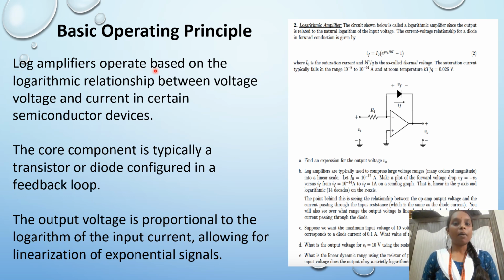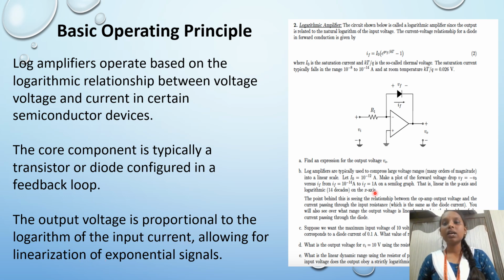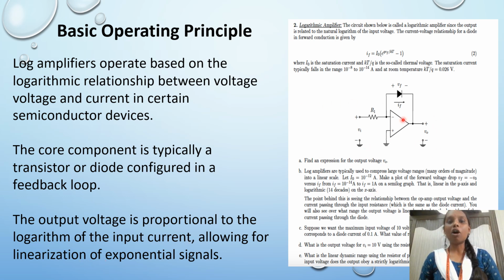Next, the basic operating principle. Log amplifiers operate based on the logarithmic relationship between voltage and current in certain semiconductor devices. The core component is typically a transistor or a diode configured in a feedback loop. The output voltage is proportional to the logarithm of the input current, allowing linearization of exponential signals. This is the whole explanation of the logarithmic amplifier.